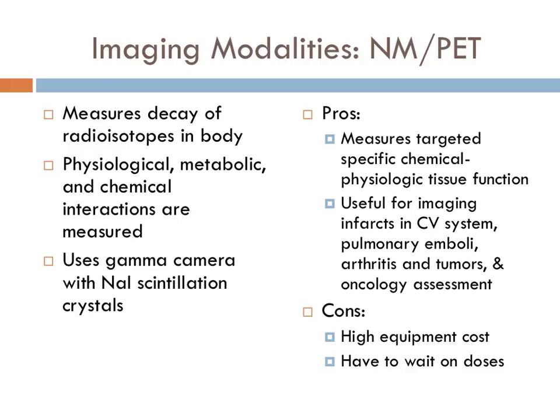A few pros of these modalities is that it does measure the targeted specific chemical physiologic functions of tissues in the body that we had discussed before. It is particularly useful when looking at infarcts in the cardiovascular system, pulmonary emboli in the lungs, especially if a patient cannot have a CAT scan. Maybe they can't have contrast, which is sometimes a doctor's imaging modality of choice, CAT scan is. But if they can't do that, nuke med is a great second choice.